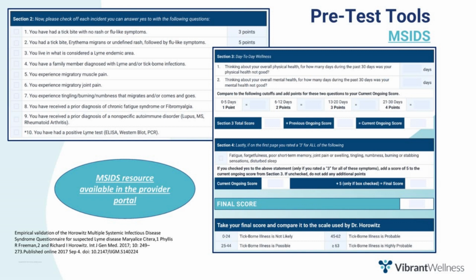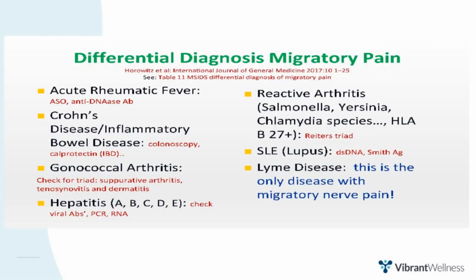If they have a score of 0 to 24, then tick-borne disease is not likely, and maybe we need to start looking for something else, like their toxic burden, hormonal dysregulation, or something of that nature. Versus if they have a score of 45 to 62 and tick-borne illness is probable, then we're going to want to start doing some further testing as far as tick-borne diseases go. So this is a great tool. Please download that from your portal.